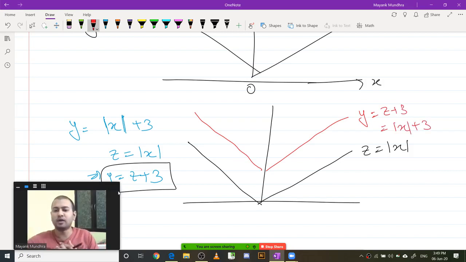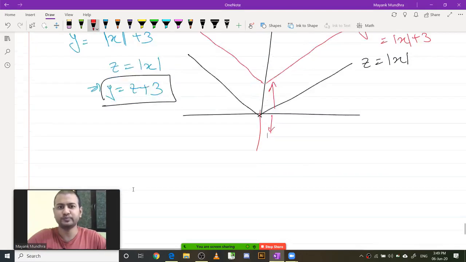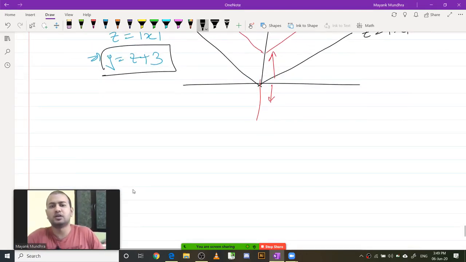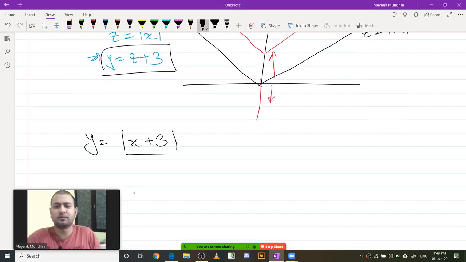Okay. So if you are adding plus 3 to your function, the function will shift up. If you are subtracting something, it will shift down, and so on. It will go up or down depending on if you are adding something or subtracting something. Now let's look at y equals mod of x plus 3, where plus 3 is inside the bracket itself.